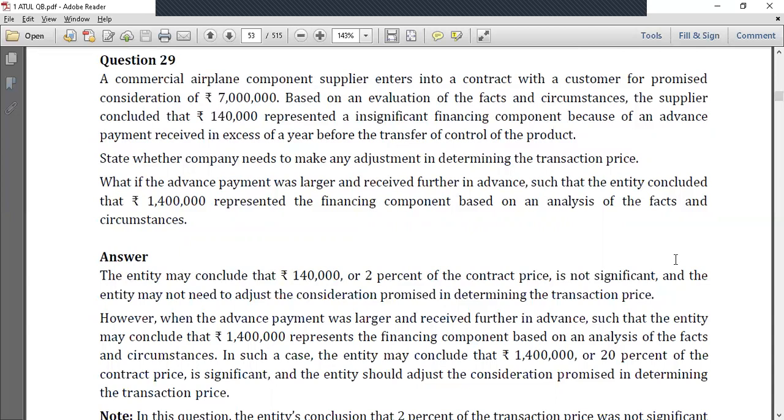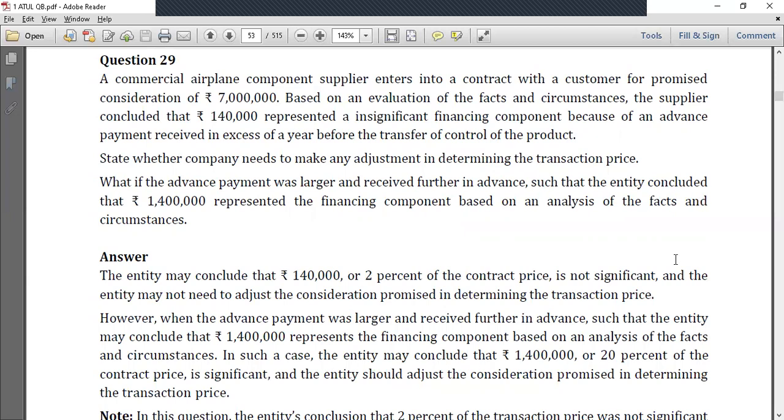So state whether the company needs to make any adjustment in determining the transaction price. What if the advance payment was larger and received further in advance, such that the entity concluded that 14 lakhs represents the financing component? Whether it is representing a financing component or not, he is asking.